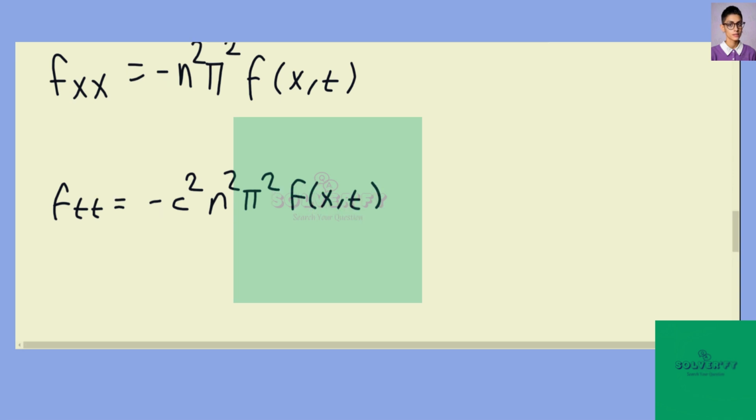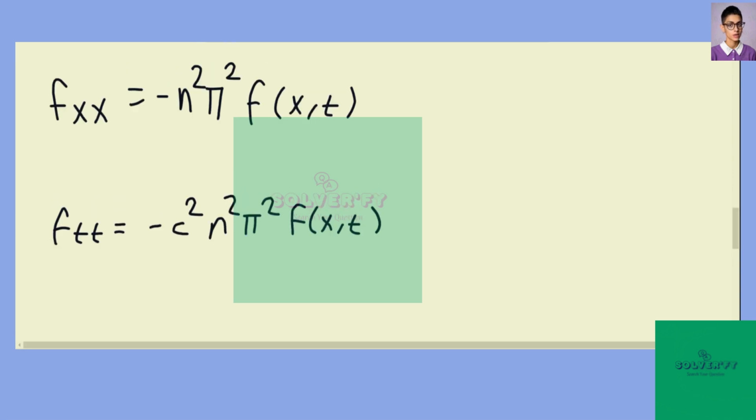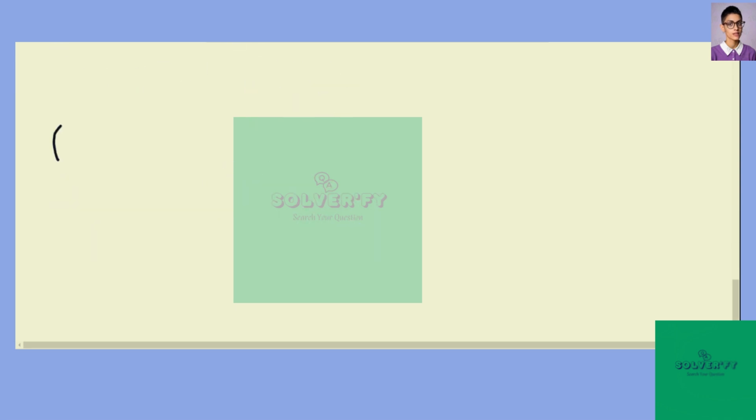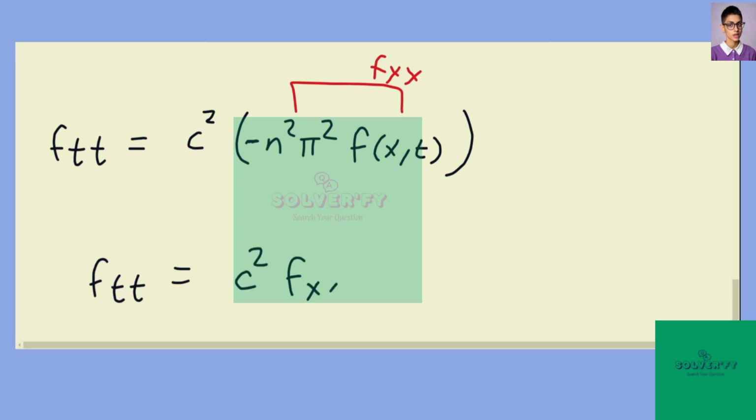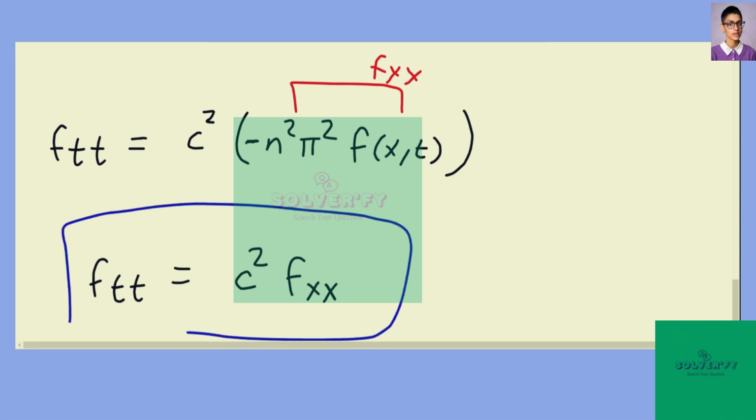And now we can simplify this even more because we see that our second time partial is equal to c squared times negative n squared pi squared times f of x, t. And based on the stuff above, we said that this thing was our second x partial. So we're finally left with the fact that the second time partial is equal to c squared times the second x partial. And that is the wave equation.